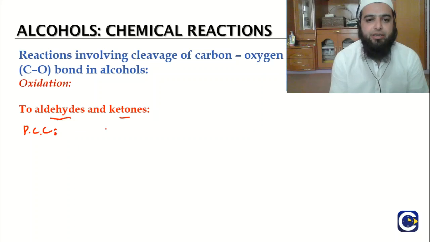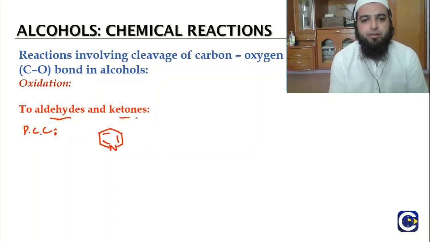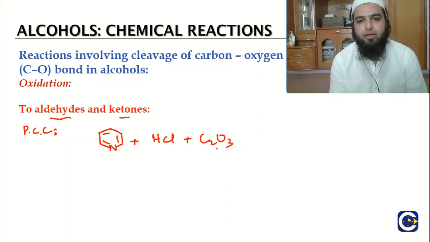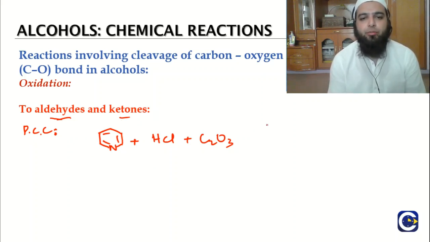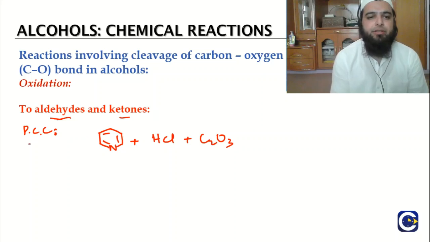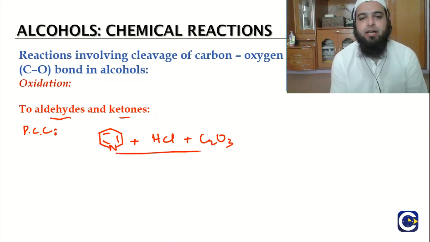What is PCC actually? It is a pyridine molecule, pyridine, reacted with HCl and chromium oxide, CrO3. When these three combine, they form a complex which is called PCC, that is pyridinium chlorochromate. So these reagents are used to convert the alcohols.